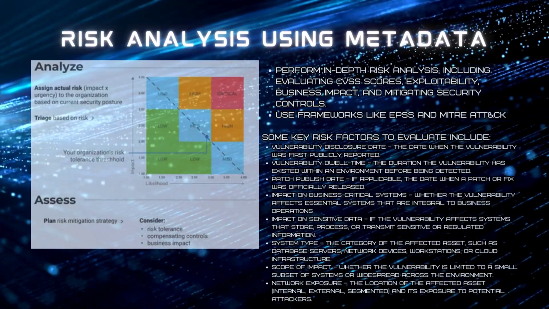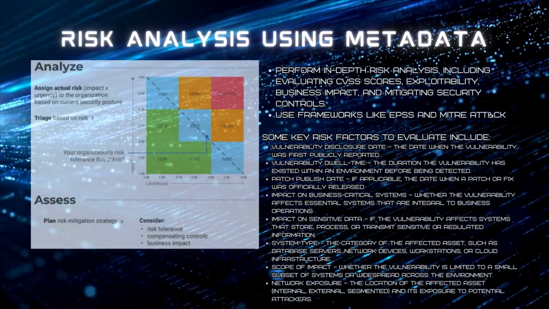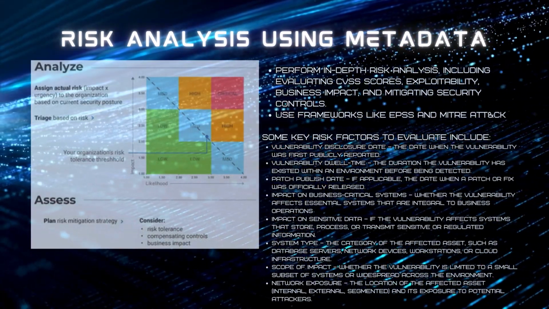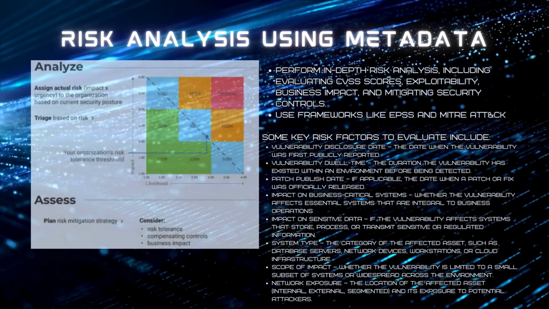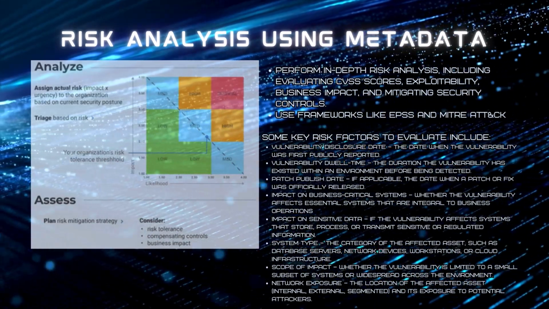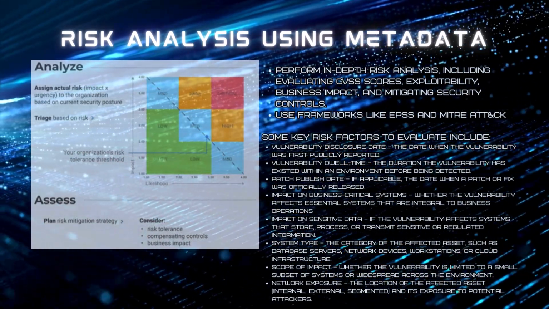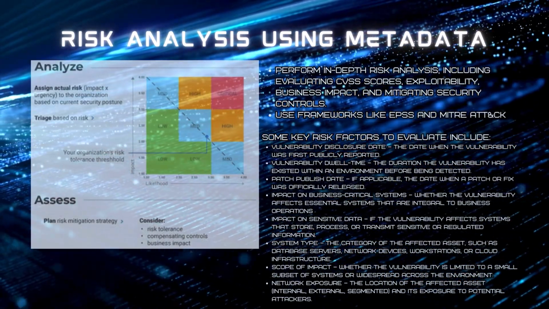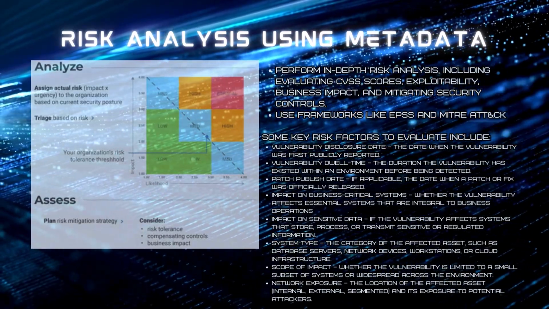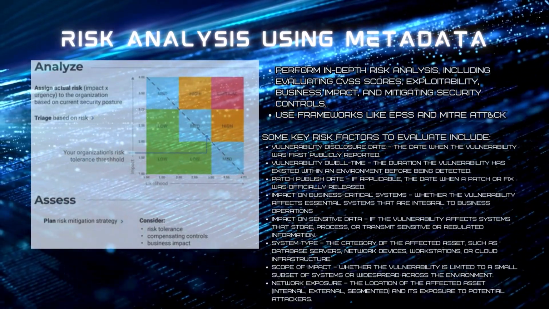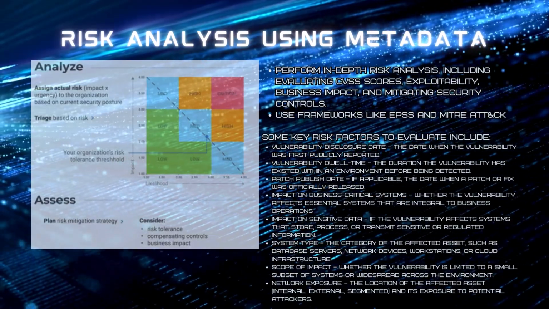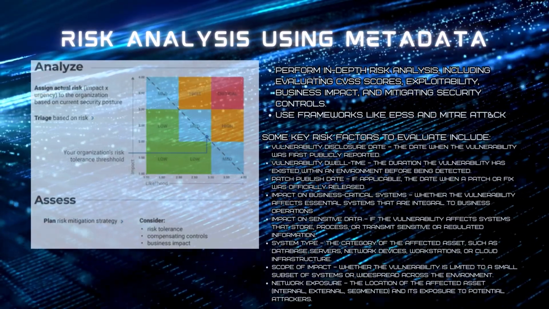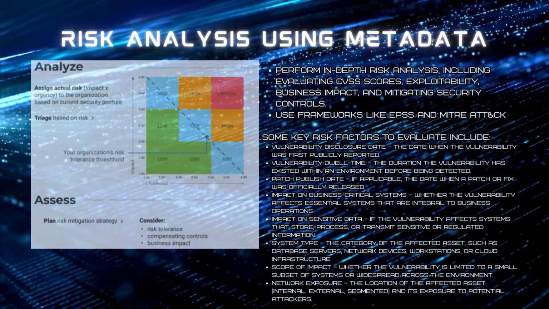Number 4, risk analysis using metadata. By leveraging metadata from vulnerability and asset sources, security teams can perform an in-depth risk analysis. This includes evaluating CVSS scores, exploitability, business impact, and existing security controls. Using frameworks like EPSS and MITRE ATT&CK enhances the risk evaluation process. Key risk factors to evaluate include vulnerability disclosure date, vulnerability dwell time, patch publish date, impact on business critical systems, impact on sensitive data, system type, scope of impact, network exposure, and mitigating controls.